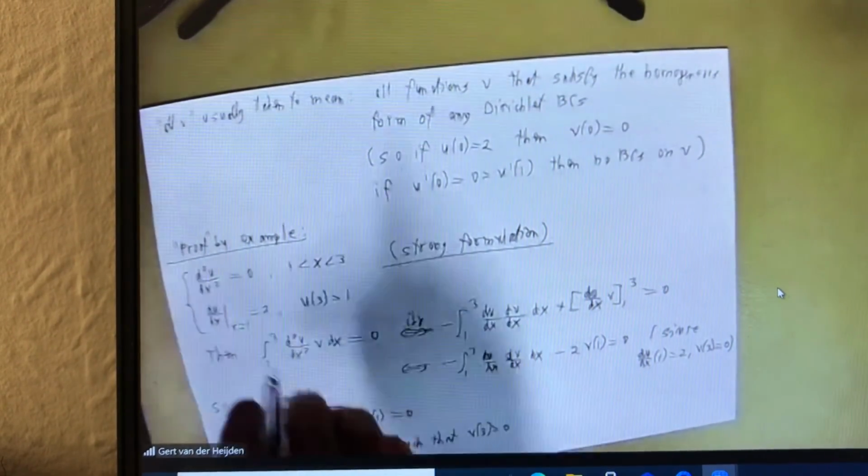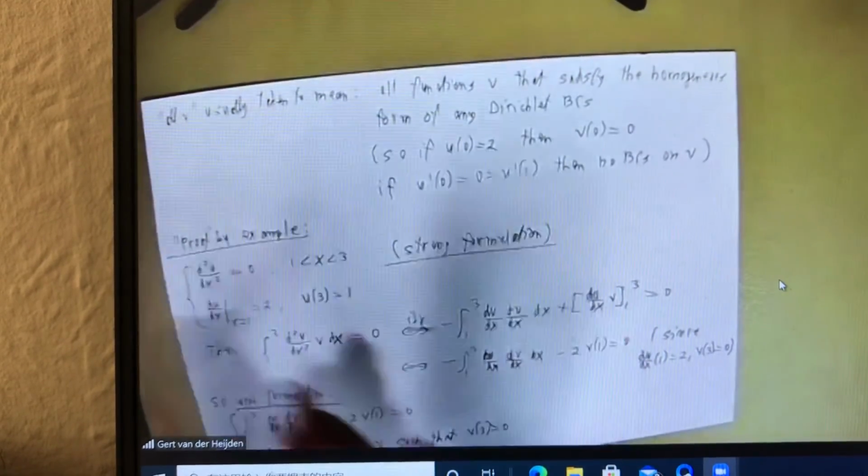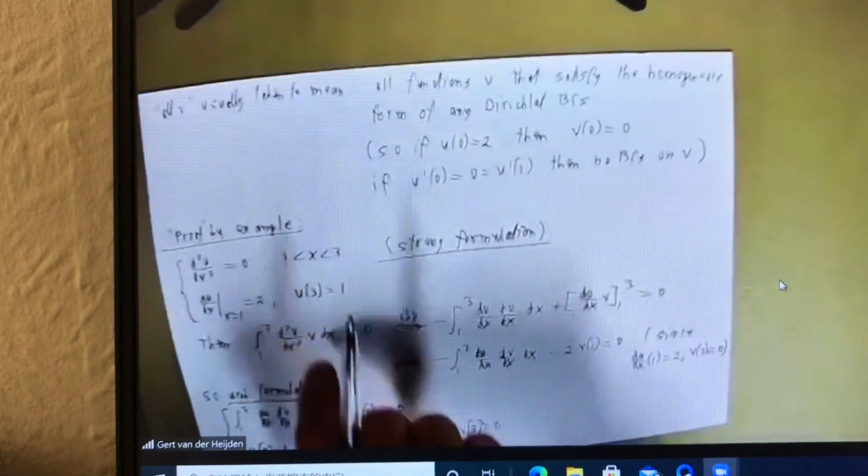Have you already shown that strong implies this? Now we need to go back. Does this also imply that?